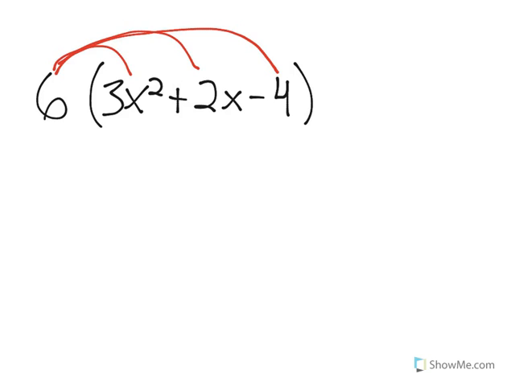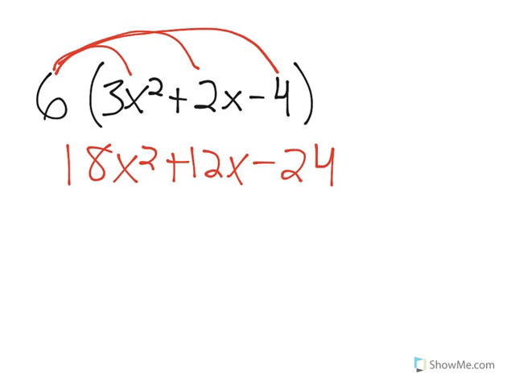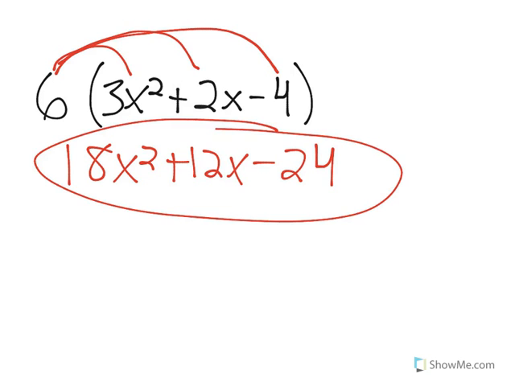So 6 times 3x squared, that's 18x squared. 6 times positive 2x, that's positive 12x. 6 times negative 4, that's negative 24 or minus 24. So this right here would be the simplified version of that one. Notice that I didn't take time to show the steps on this, but I want to make the quick note of, even if there's more than 2 things on the inside, it doesn't matter. Distribute to everything on the inside.